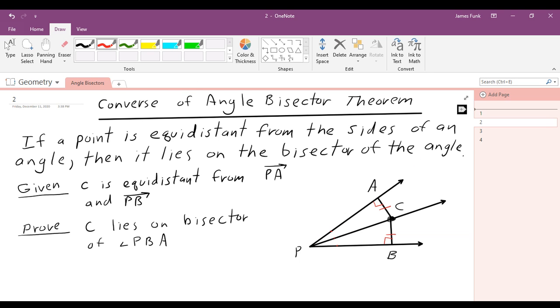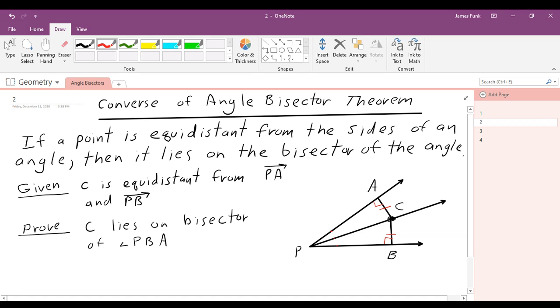Okay, now we're going to give the exact converse of that angle bisector theorem. So here's the converse. If a point is equidistant from the sides of an angle, then it lies on the bisector of the angle. So if you look at the given there, point C is given to be equidistant from one side of the angle, PA, and the other side of the angle, PB. So I've got that marked off here. So AC and BC are both congruent because point C is the same distance from one side of the angle as it is to the other. So that's marked off here.